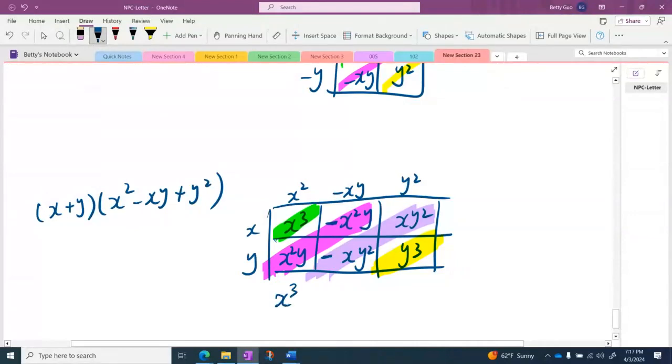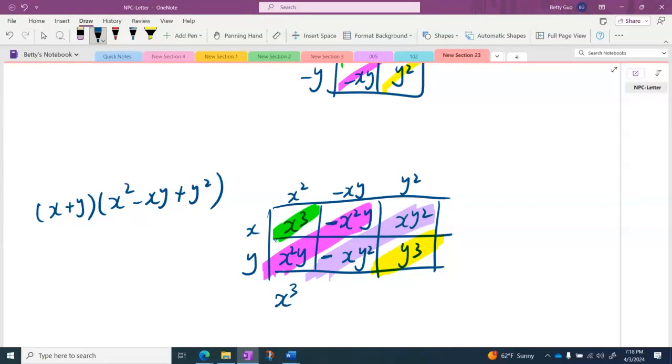Look at the two pink. Do you see the two pinks are like terms? Not only are they like terms, they also are opposites. X squared y, the other is a negative x squared y. So they add up to 0. They cancel. They add up to 0.